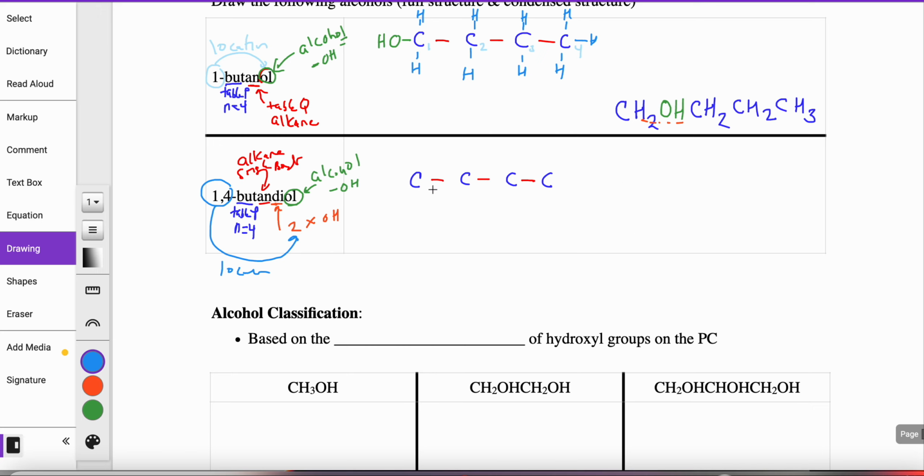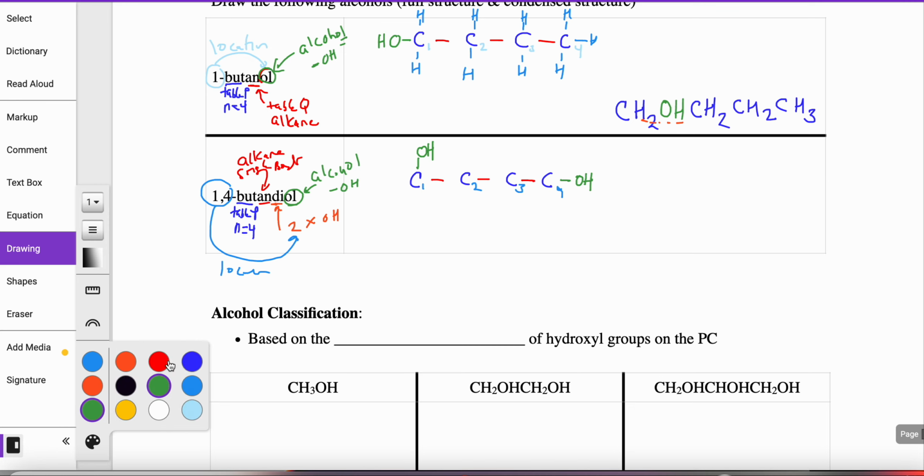So immediately I'm just going to number left to right. 1, 2, 3, 4. Okay, my "ol", I'm going to start there. My first OH is on carbon 1. So here's carbon 1. I'm going to put my OH there. And the second alcohol OH is on what I labeled as carbon 4 right here. I put everything in the name in the structure.